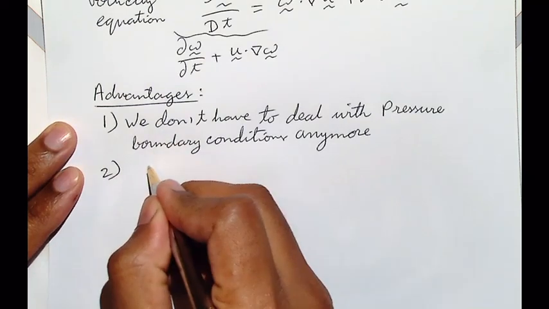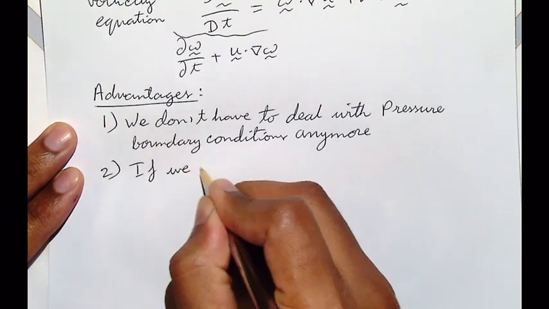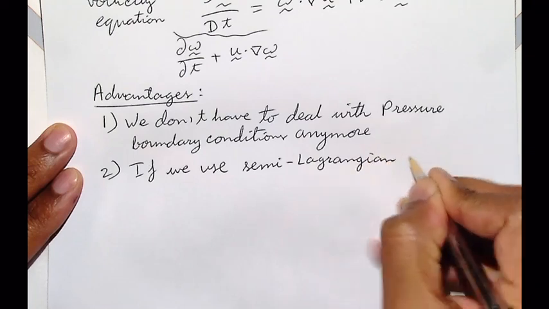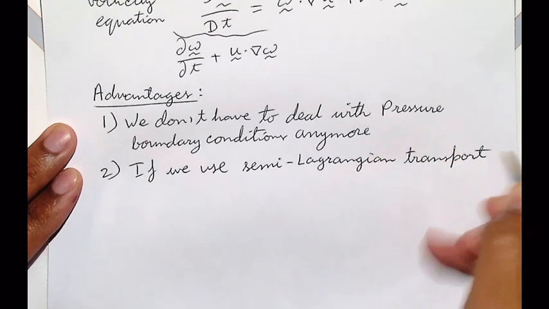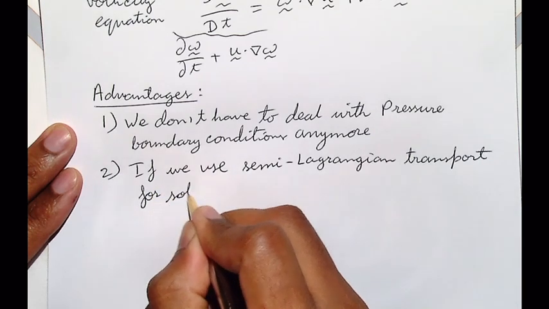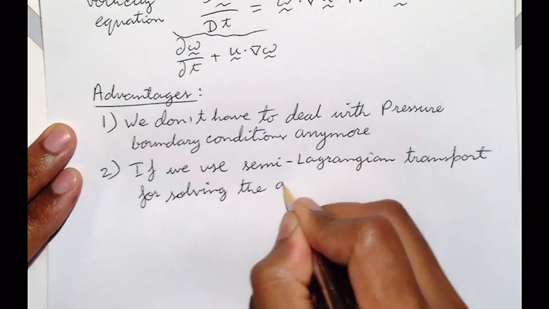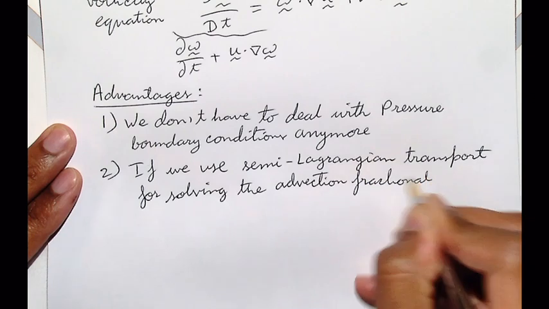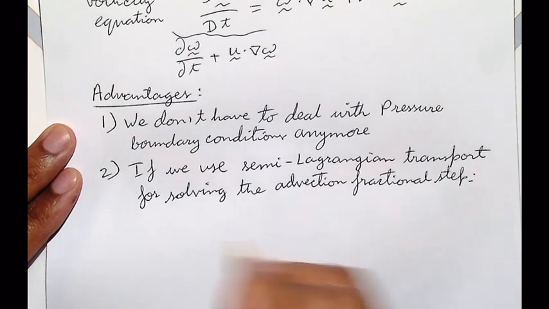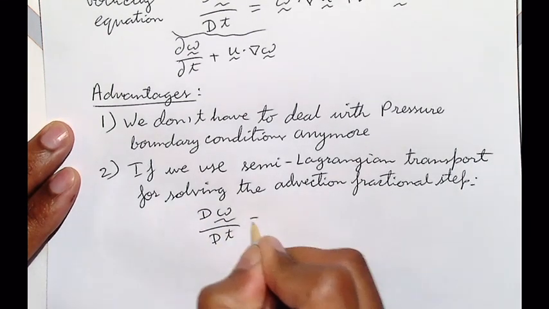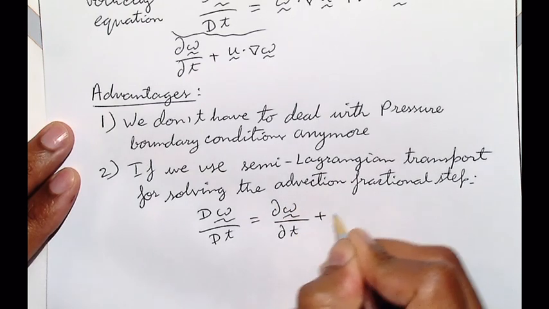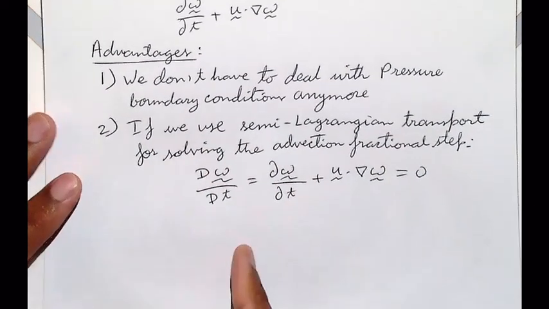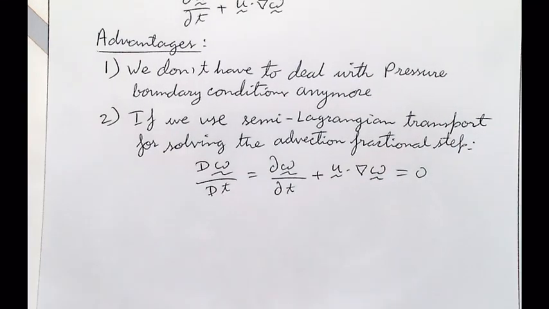Another advantage is if we use semi-Lagrangian transport for solving the advection split, the advection fractional step, which is basically d omega by dt, so if you use semi-Lagrangian methods to solve this term, what happens? What is the advantage? Do you remember?